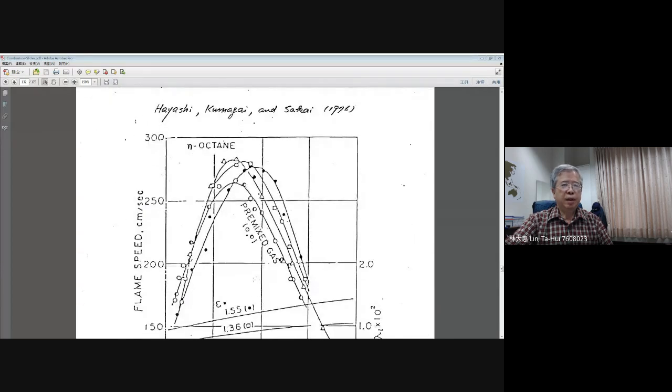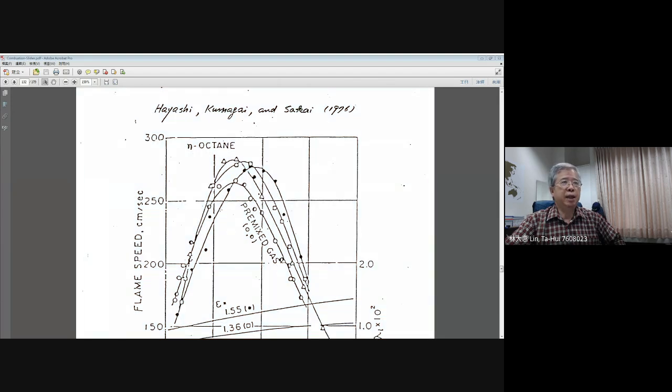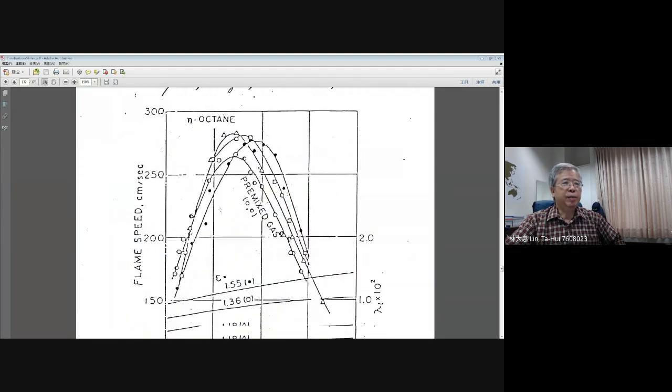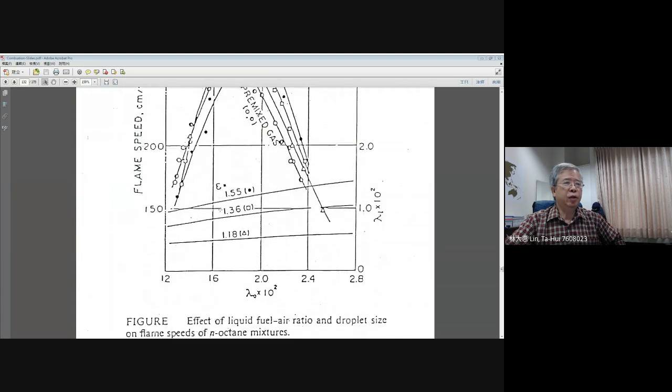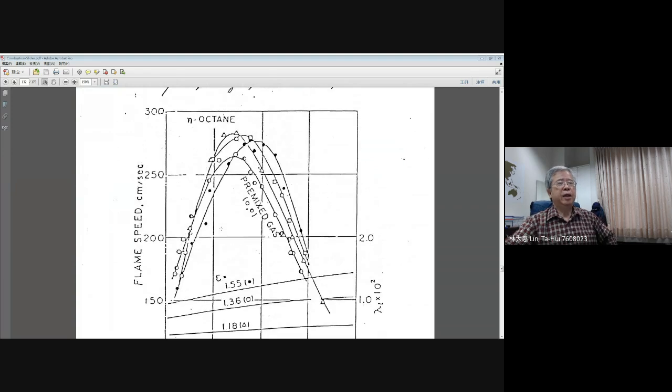Okay, yeah, we do have a comparison here. Let's look at the paper by Hayashi, Kumagai, and Sakai in 1976. They did a very nice experiment. There is the so-called epsilon, which is the expansion ratio. They did the experiment like this: there is a combustion chamber, and there is a piston moving to try to expand the volume of your spray.